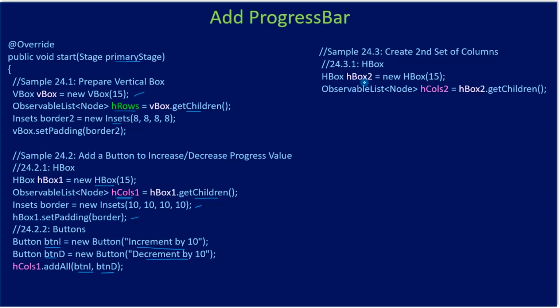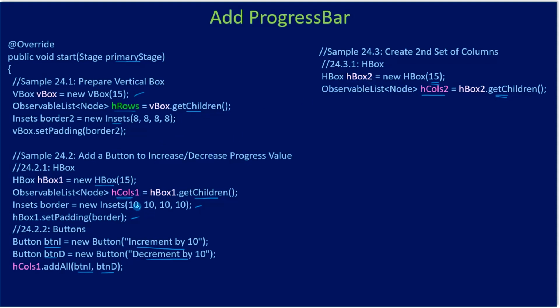Then HBox 2. Here we are creating an HBox 2 with a gap of 15. That means the gap between controls is 15 here. Then here we are creating hcols2 by making a call to getChildren. So here also we are calling getChildren, and here also getChildren. The same method we are making a call to here. So this one is HBox 1 and this one is HBox 2.